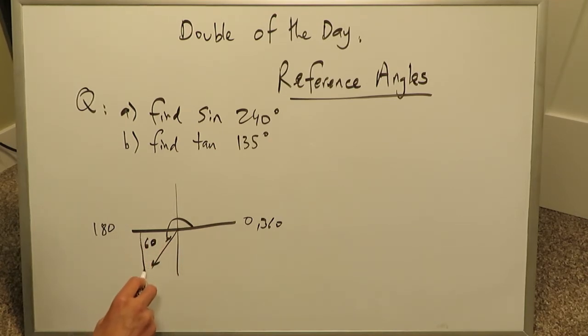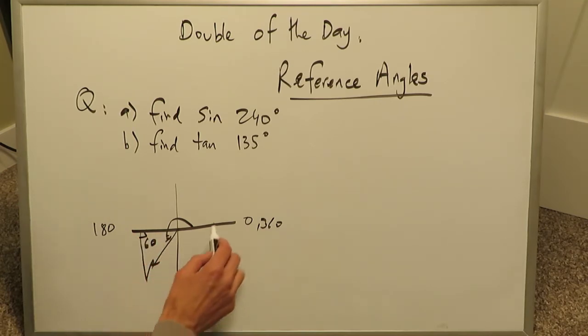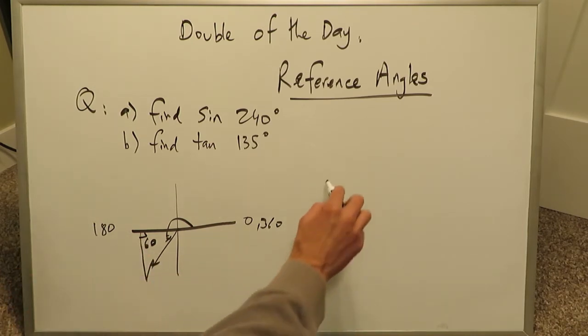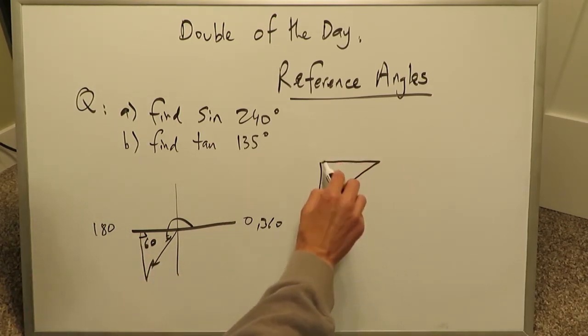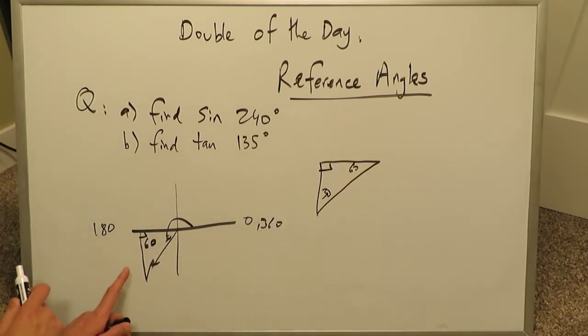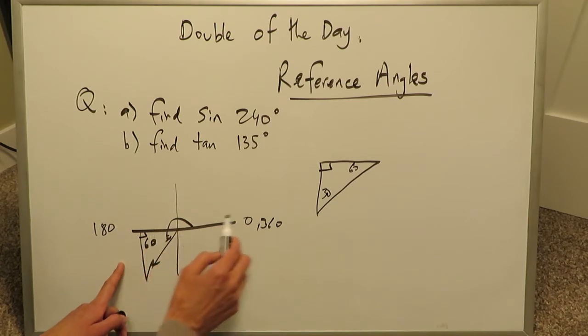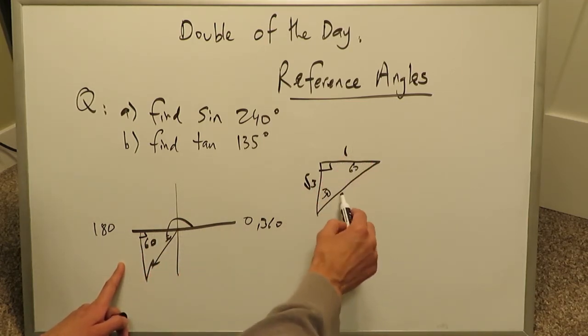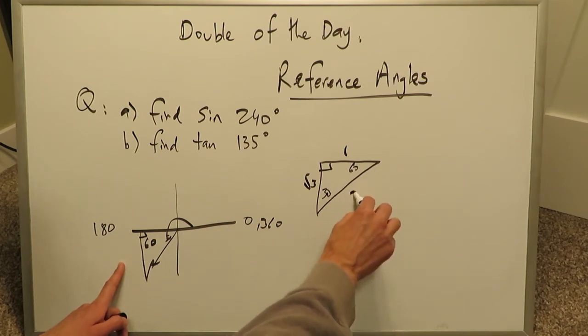You can make a little vertical line here and make this into a right triangle. Now all of a sudden you have right here a 60 degree, a 30 degree, and a 90 degree triangle. That's what we've determined from here. We have a 60, 30, and a 90. It's not drawn to scale. If we have to find sine 240, we know 60 opposes a root 3, 30 opposes a 1, and 90 opposes a 2.